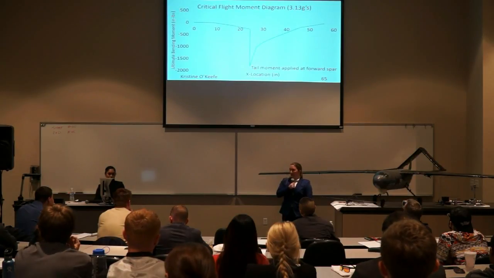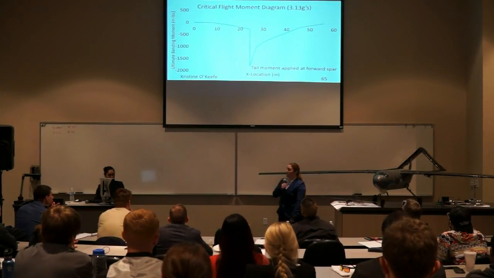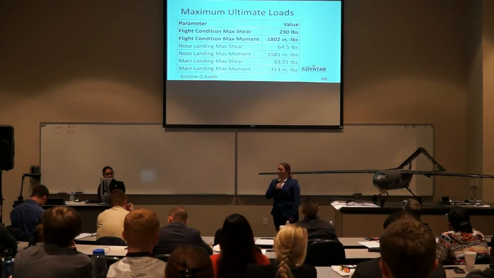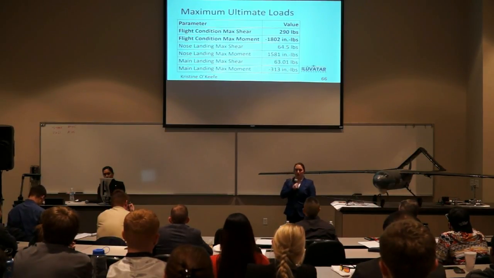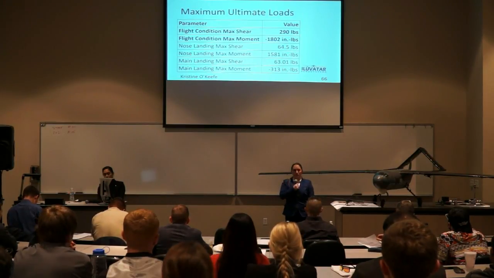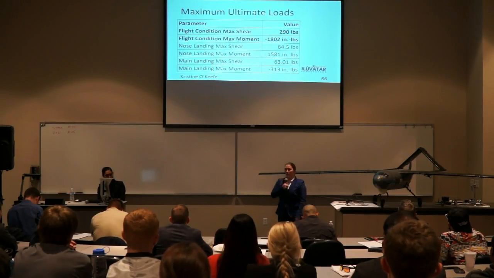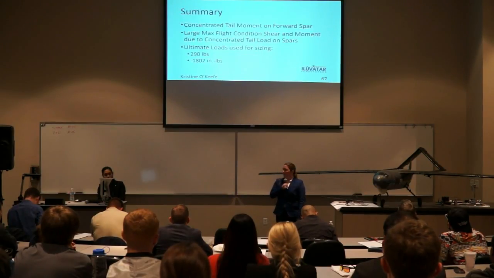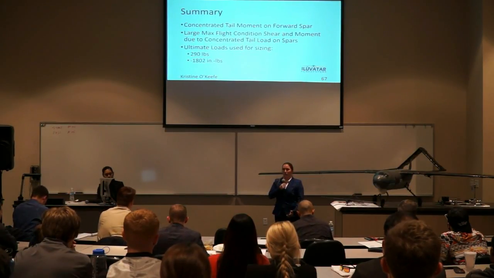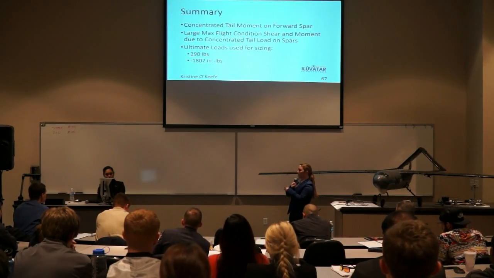And here is the moment diagram. Again, this large moment here is based on the ultimate bending moment based on the tail acting on the forward spar. So in summary, the max shear and max moment for the flight condition are what are going to be used for the fuselage sizing later on in Joshua Parr's section. And that can be seen here for the 290 and at -1,802 inch-pounds. So as I mentioned before, there's a concentrated tail load, and that's going to create the most moment acting on the fuselage. And these ultimate loads will be used for sizing by Joshua Parr.